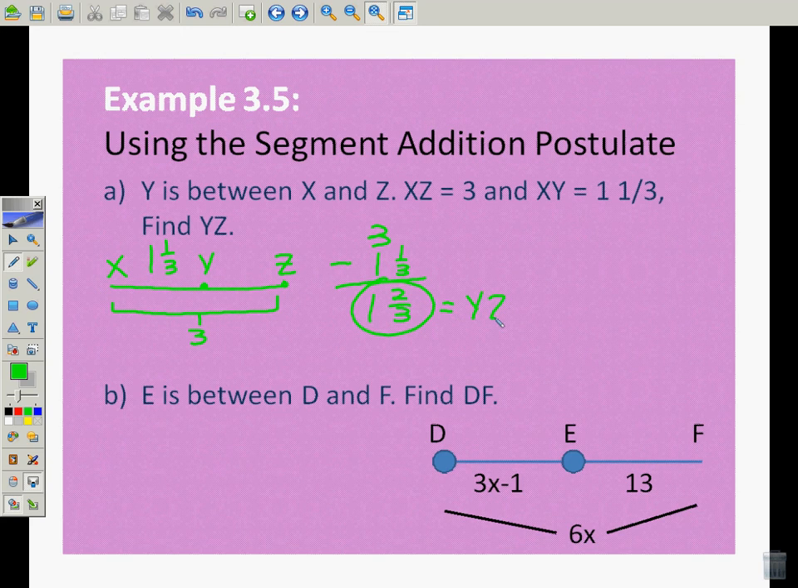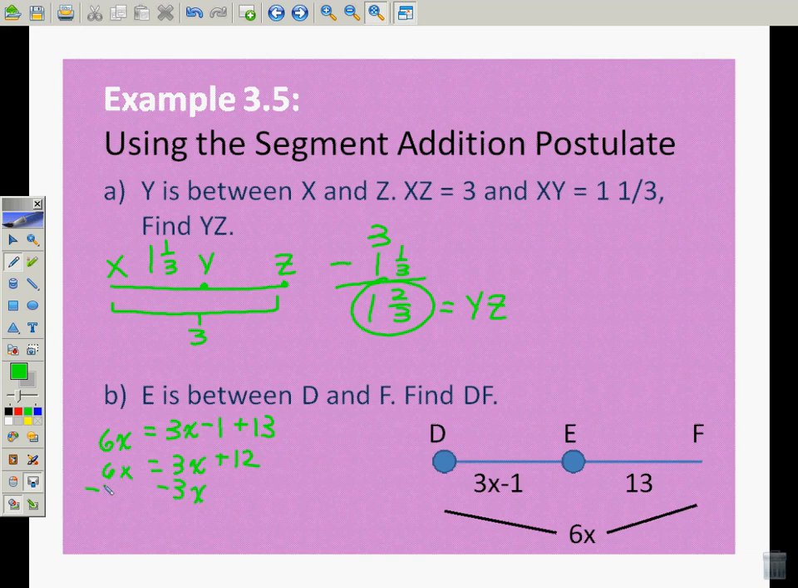Here we go. Same deal here. E is between D and F. Find DF. Well, I've got DF is 6x. And that's the sum of the two pieces. 3x minus 1 and 13. I'm adding 13 because when I put those two together, that means to add. Okay, so here we go. We're going to combine like terms. 3x plus 12 is equal to 6x. Subtract 3x from both sides.